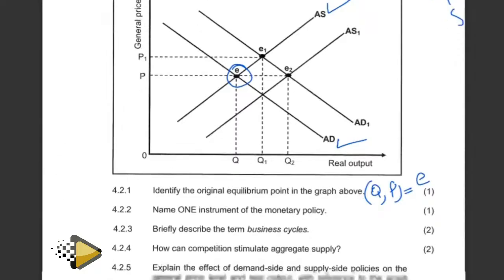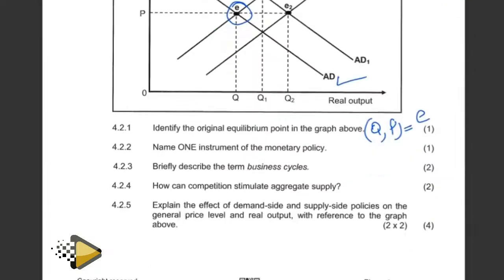Okay, right. So now let's move on, grade 12. We move on to 4.2.2. Name one instrument of the monetary policy. One of the instruments of the monetary policy we have is the interest rate, as well as the money supply.